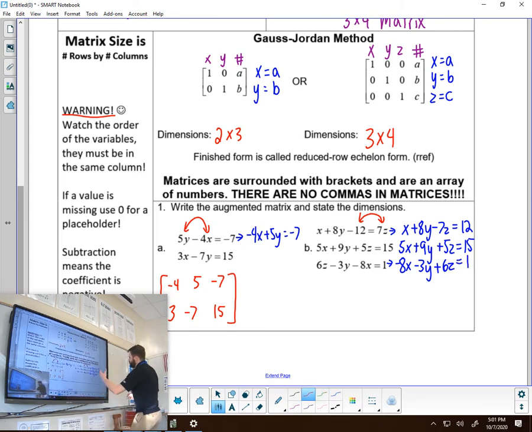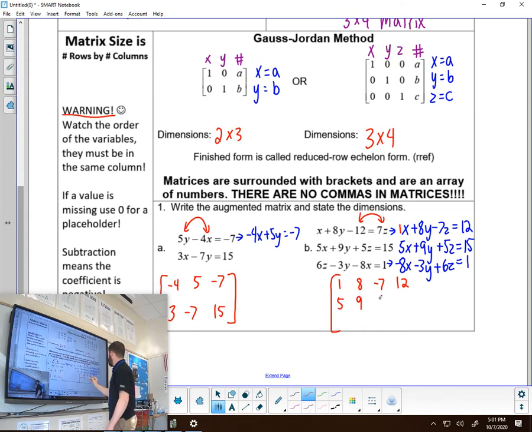Okay, so now let's write the matrix for this. So this is a 3 by 4 matrix whenever we plug that into my calculator. But on top, we're going to have a 1 because there's an invisible 1 right there. An 8. Remember, no commas. No commas. A negative 7 and a 12. So there's my first one. My next one is a 5, a 9, a 5, and a 15. This next one is negative 8, negative 3, 6, and 1. So there is my matrix there that we have written out.